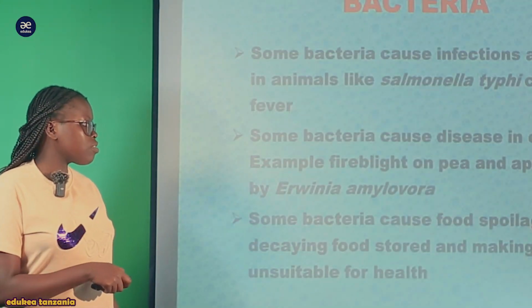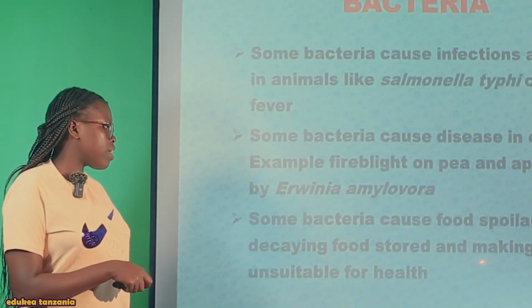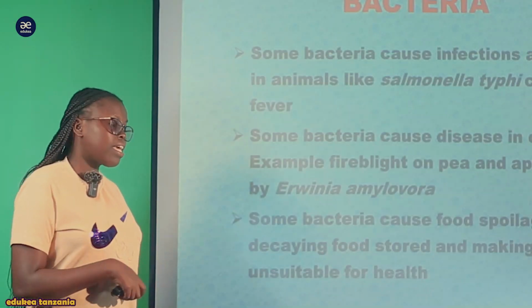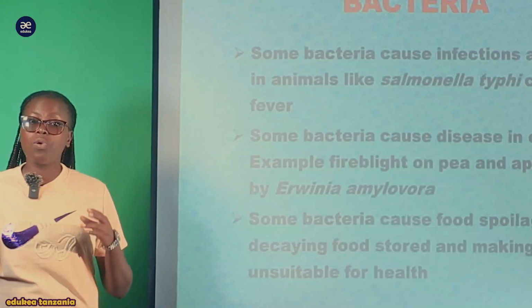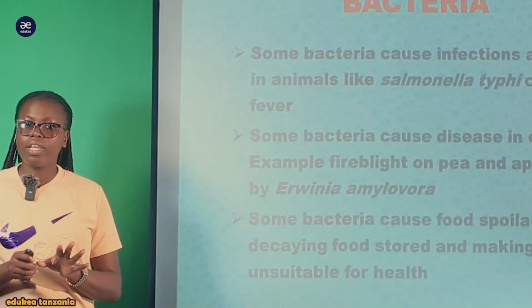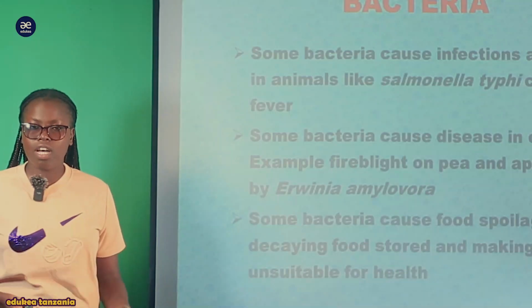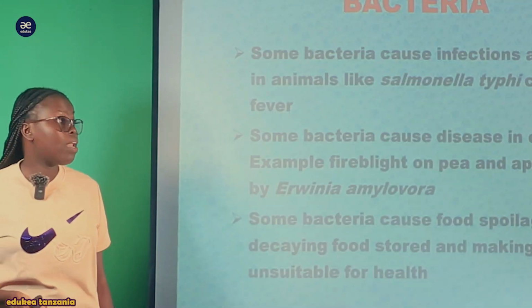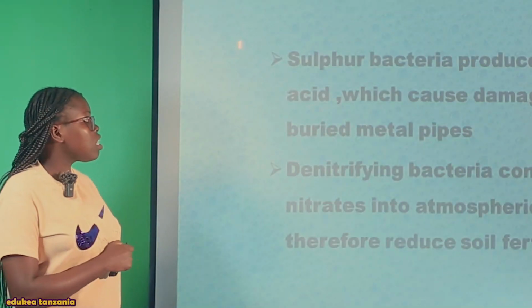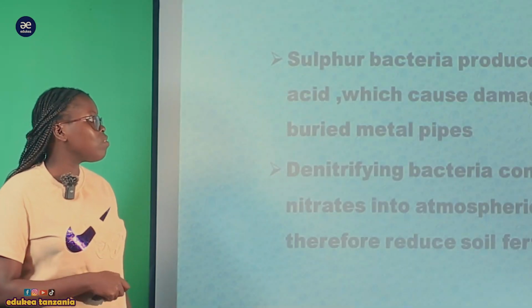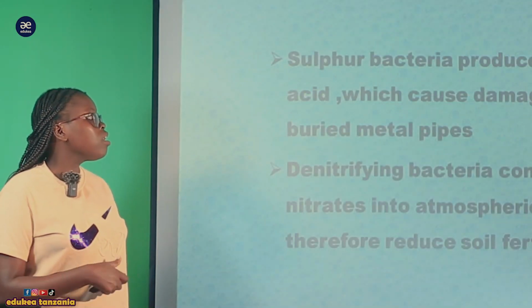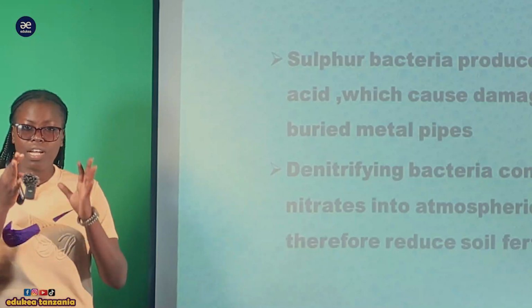Also, sulfur bacteria produce sulfuric acid which causes damage to the buried metal pipes. Kwa mfano zile metal pipe ambazo zinatumika katika transportation of petrol, kwa mfano usafirishaji wa mafuta. In case kama sulfur bacteria watagrow pale, wataproduce sulfuric acid, ambayo sulfuric acid itakapoireact na metali inapelekea corrosion, inaweza kupelekea bomba kuweza kuvuja.